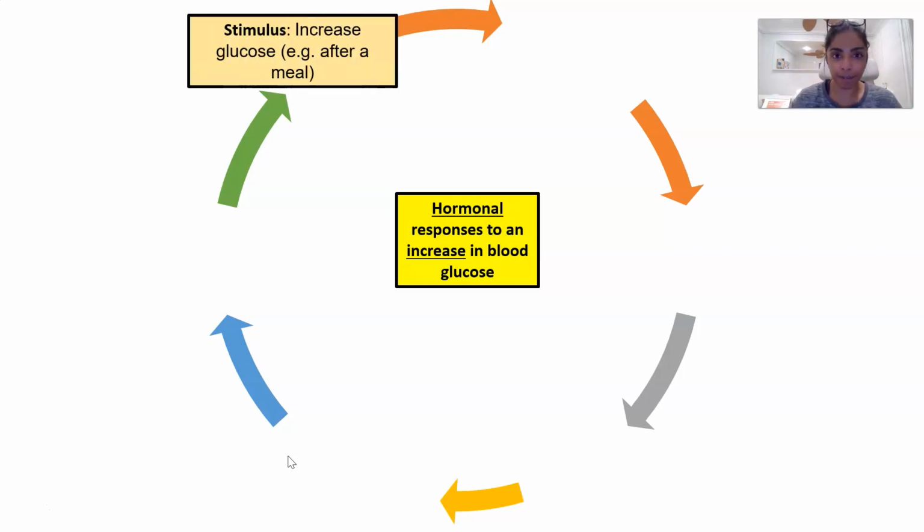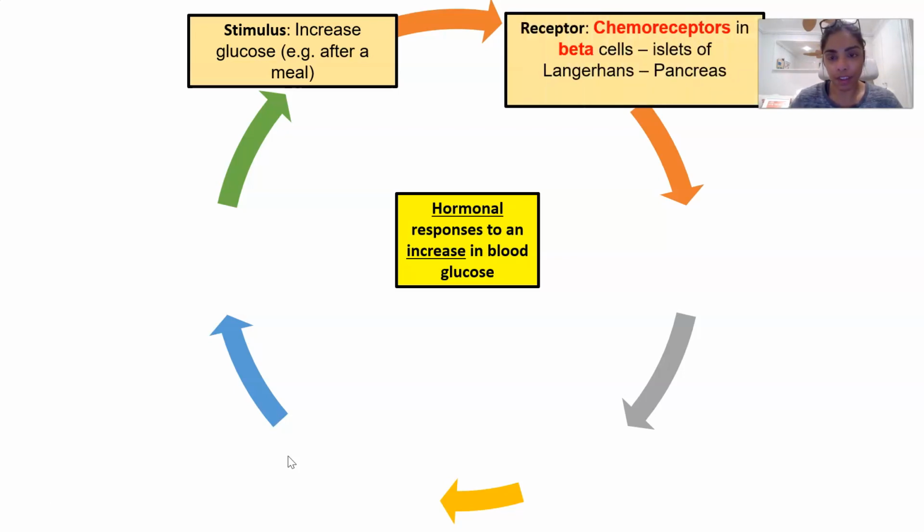Practice makes perfect. Okay, so hormonal responses to an increase in blood glucose. The scenario where that would be happening would be after you've eaten a meal, so therefore your blood glucose has increased. The receptors this time change. So glucose is regarded as a chemical, hence it would be chemoreceptors, so chemical receptors that detect that change or deviation from the norm. And beta cells in the pancreas, specifically in the islets of Langerhans, detect that.